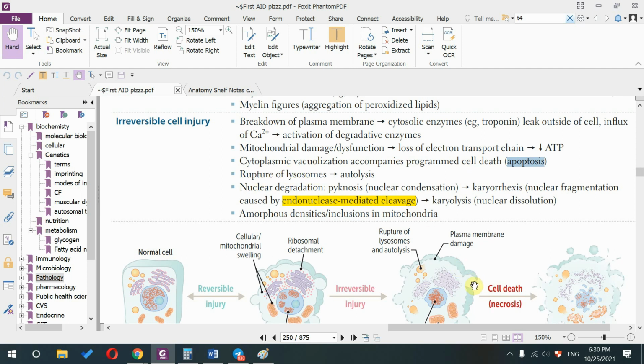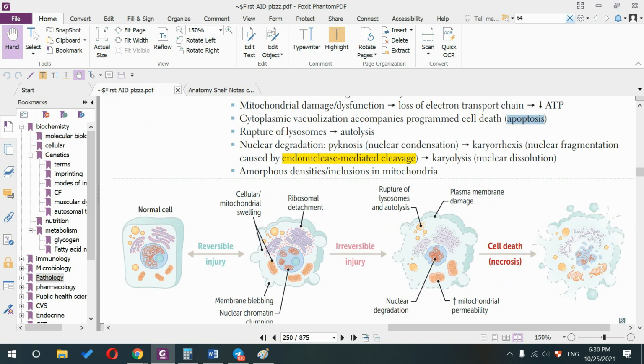So there was tearing of the cell wall, tearing of the mitochondria, now tearing of the lysosome. Lysosomes have what inside of them? Hydrolytic enzymes. So that will go outside and just be like kamikaze, kill everything around it. The next thing is nuclear degradation.